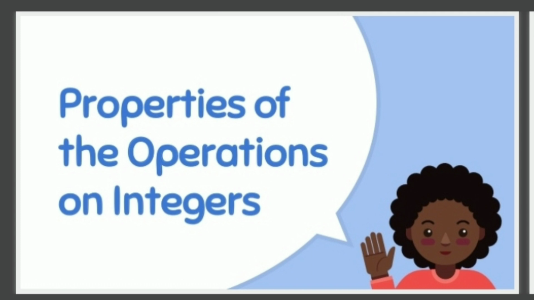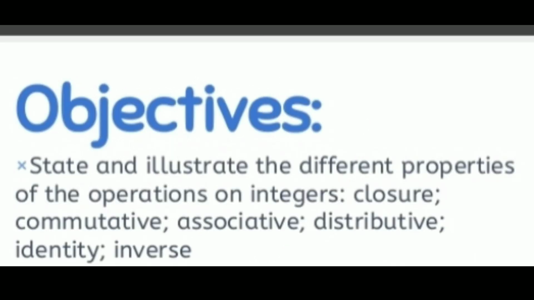Today we are going to discuss properties of the operations on integers. Last time we had discussed division and multiplication of integers. We are going to discuss 6 properties here, and today we will discuss at least 3 of them. What are those properties? Closure property, commutative property, associative property, distributive property, identity and inverse.